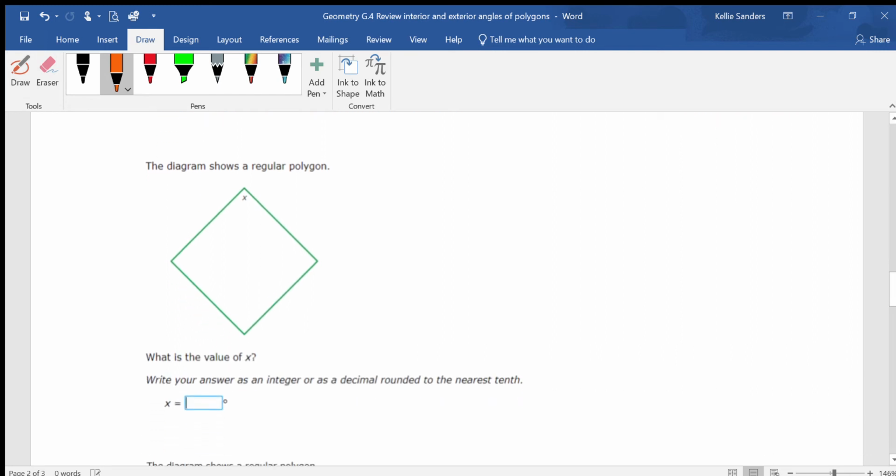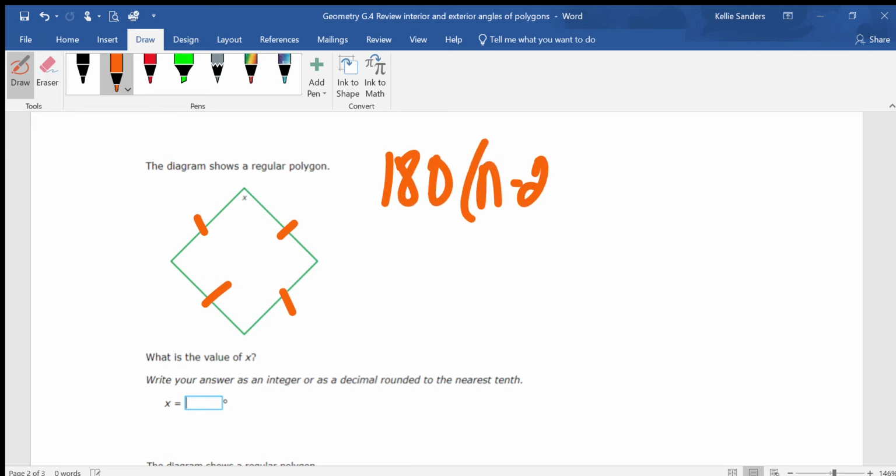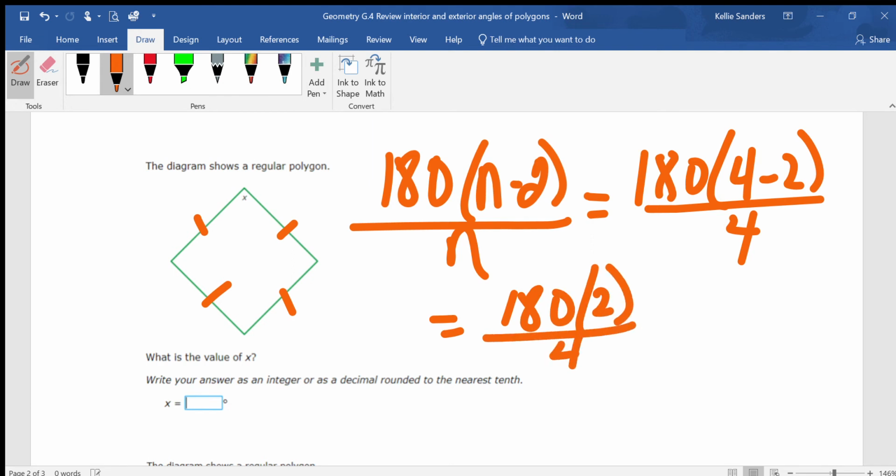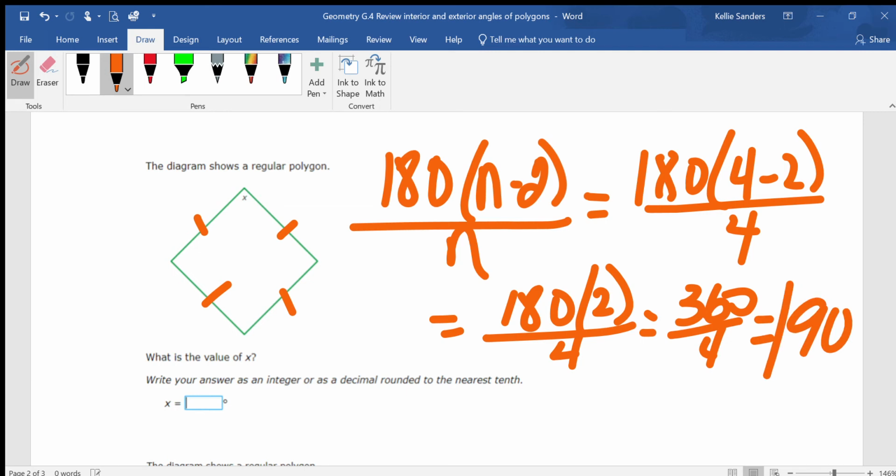Diagram shows a regular polygon. What's the value of x? So 1, 2, 3, 4. We take 180 times n minus 2, and we're going to divide it by n because that's the number of sides. So 180 times 4 minus 2 divided by 4. 180 times 2 divided by 4. 360 divided by 4. 90.